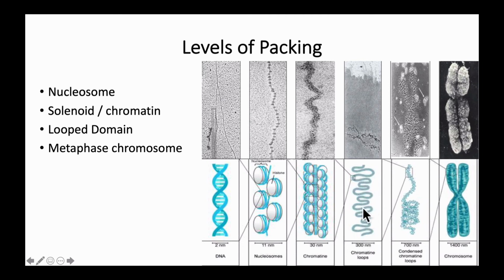So these chromatin loops are the third level of organization, or the third level of condensation, the loop domain that we have. After that, these loop domains start to attach themselves to scaffolding proteins, and then they super condense into these tighter structures, which we end up seeing in the metaphase chromosome over here. So again, these are the 4 levels of packing that we have.